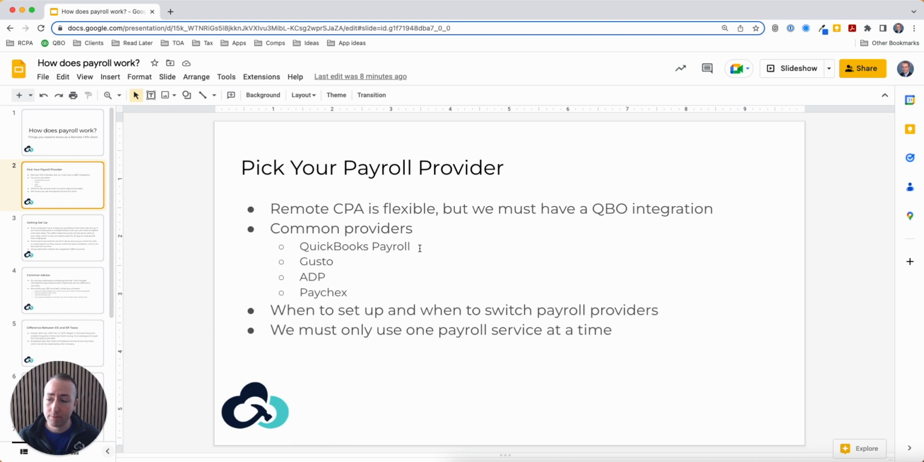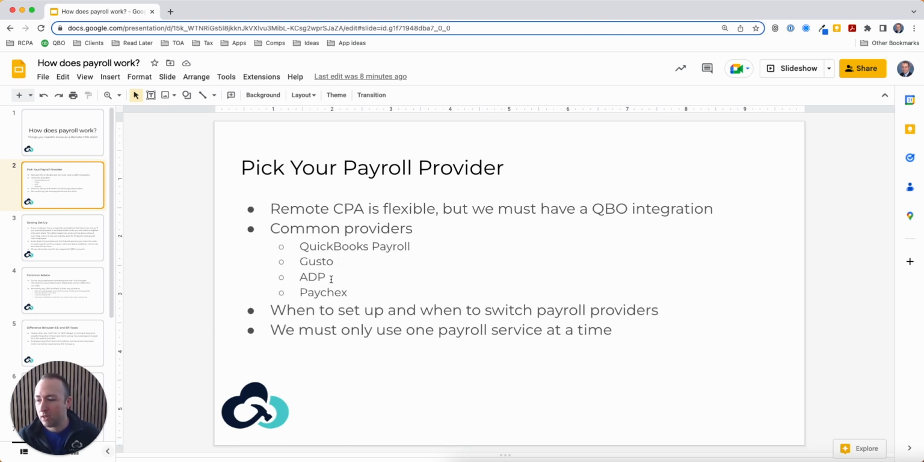QuickBooks Online Payroll, that's usually the cheapest one, but it's also the most basic. You get what you pay for. Then we have Gusto. It's a little more expensive, but the nice thing is that you pay one monthly price no matter how many times you run payroll.